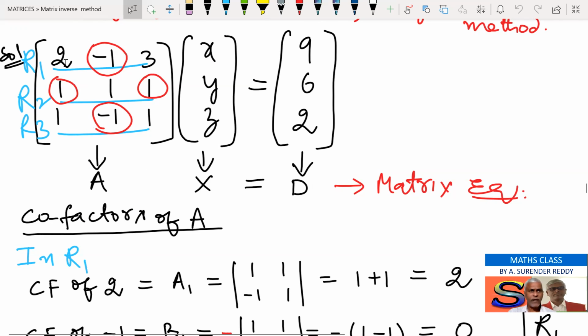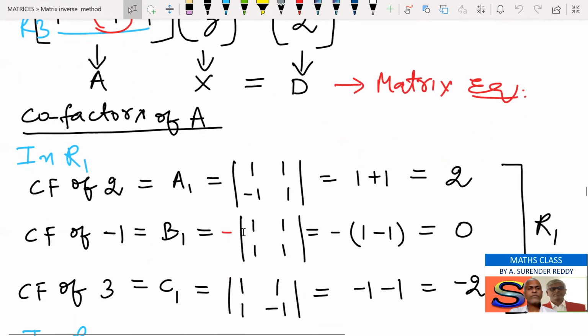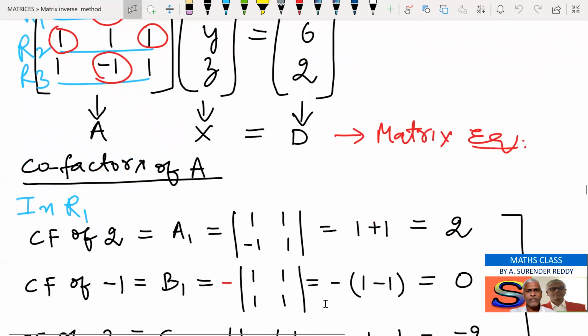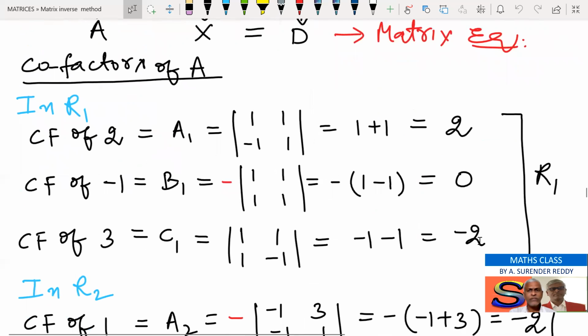So for minus 1, remove R1 and C2, take the remaining elements 1, minus 1, 1, 1. For 3, remove R1 C3, remaining 1, 1, 1, minus 1. So the determinants 2, 0, minus 2 will be the cofactors of the first row elements. 2 cofactor 2, minus 1 cofactor 0, 3 cofactor minus 2.